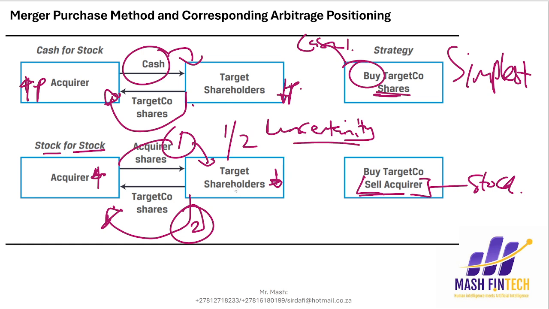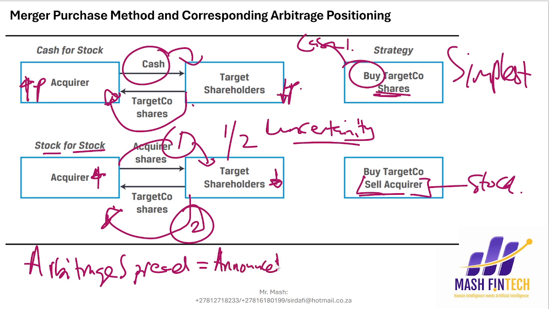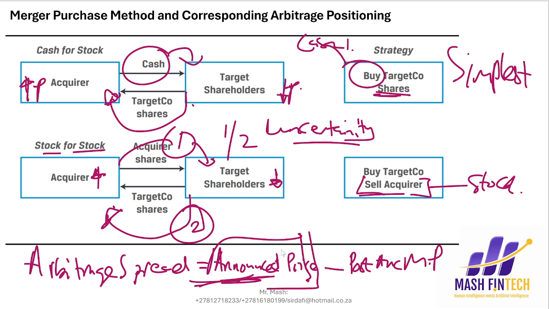Okay, and then the arbitrage spread. The arbitrage spread is calculated by looking at the difference between the announced acquisition price, the price that the firm announced initially, the one that they want to pay, minus the post-announcement market price, the value of the shares in the market at the time at which the transaction is going to take place. This gives you the arbitrage spread.